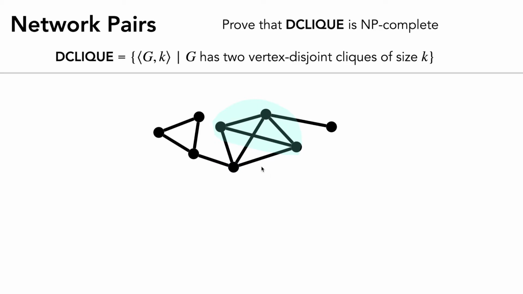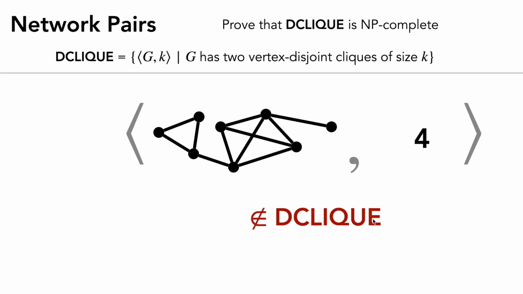Now let's look at this graph in the context of d-clique. D-clique takes in both a graph and a positive natural number, so let's turn this into a tuple. What happens if we plug in the positive natural number 4? Is this an element of d-clique? Take a moment and think about it. No, this is not an element of d-clique.